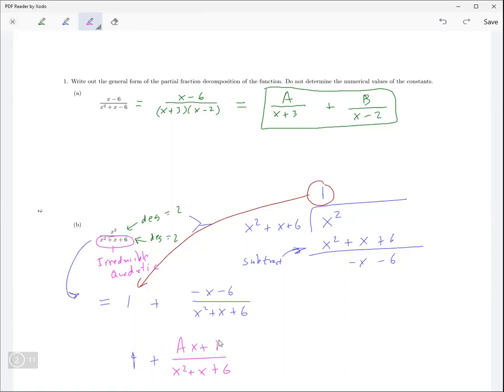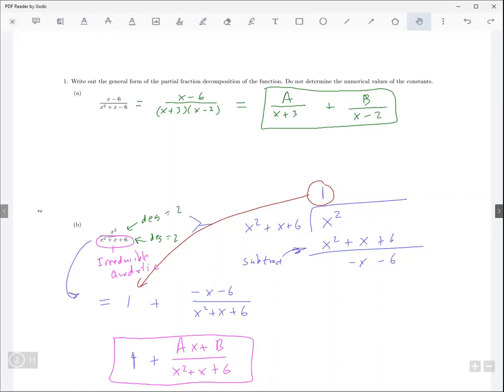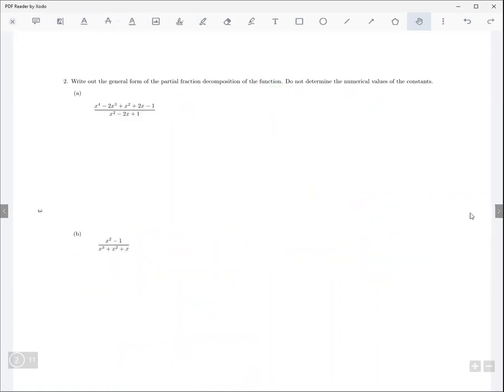So you're going to get this. And that will be the form right there. That would be the general form without finding these. I guess, of course, we got them from the long division. Okay, so that would be the answer to those ones.